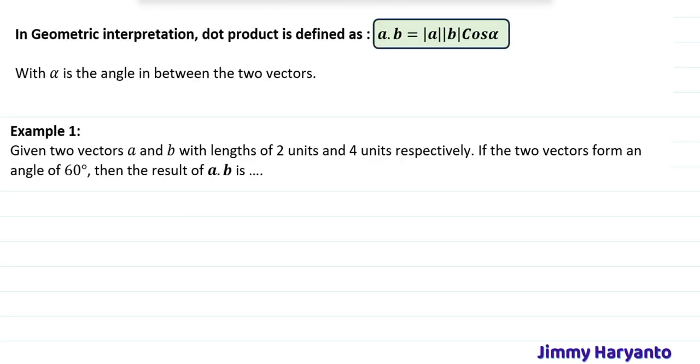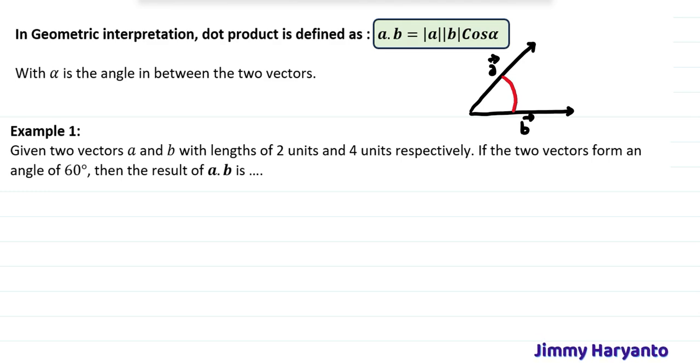Okay, next, in geometric interpretation, dot product is defined as A dot B equals the length of A times the length of B times cos alpha. This rule applies when you have two vectors like this. Let's say this one is vector B, and then we have another one. Let's say this one is vector A, and the two vectors form an angle of alpha. Yeah, so in geometric interpretation, the dot product is usually used to find the angle of the two vectors.